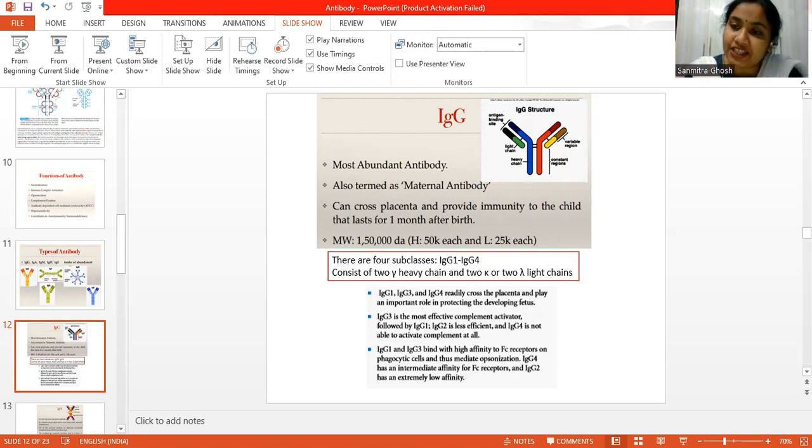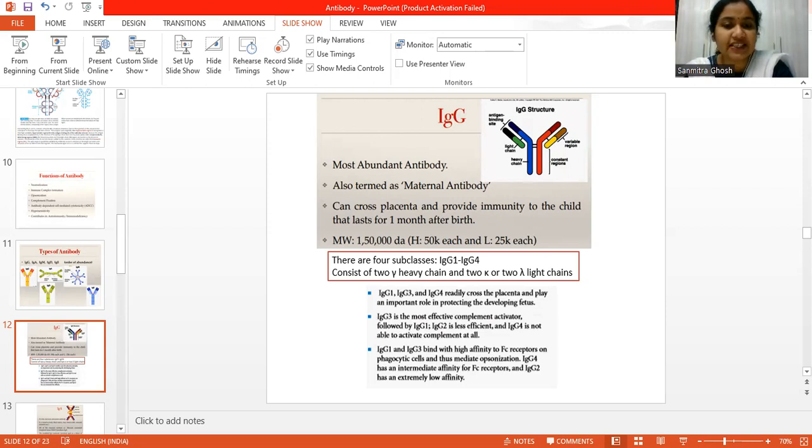For the heavy chain, it can be of 4 different types. And since the amino acid sequence is different, the folding is also different, which can also affect their functionality. So there is a subtle difference in the functioning of these 4 different subtypes of the IgG.